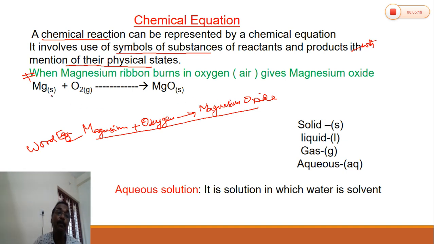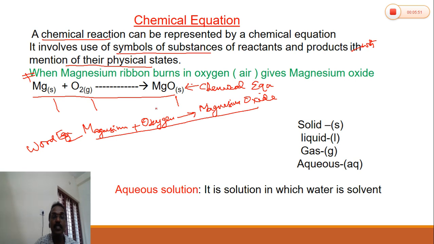Now, we can write the symbols of these reactants and products. Magnesium symbol Mg, oxygen O2, magnesium oxide MgO. This is called the chemical equation. Chemical equation means chemical reactions can be represented by an equation involving symbols of reactants and products with mentioning of the physical state. Here solid, here gas, here solid. If it is solid, we write S. If it is liquid, we write L.